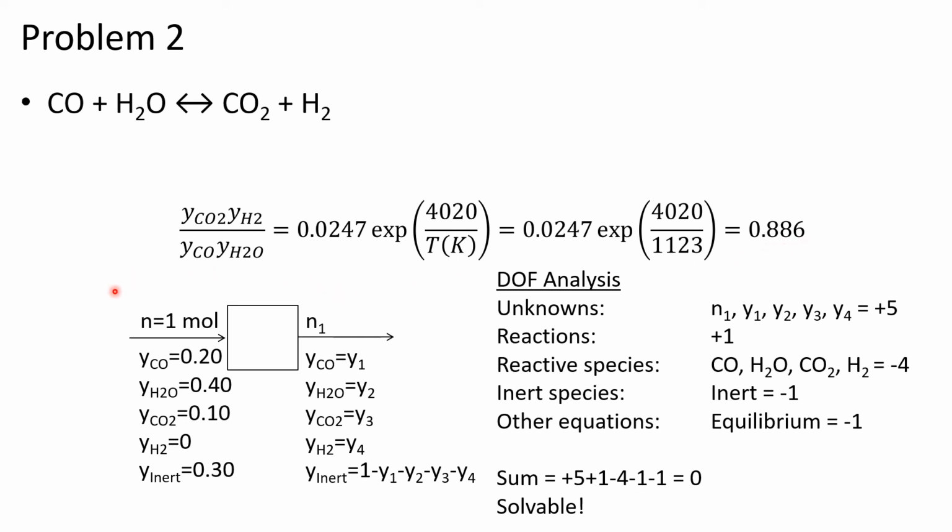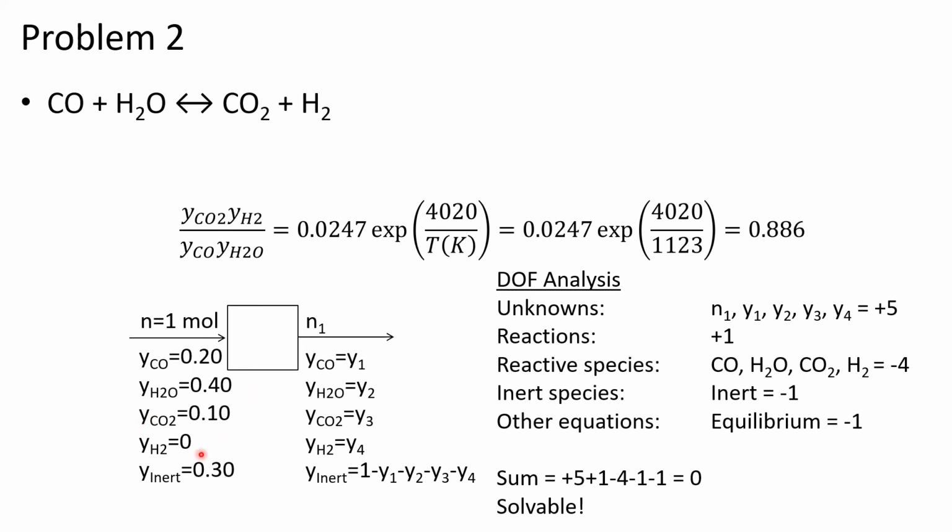The process flow diagram is drawn here in the lower left-hand corner. The reactor itself is simply the box. We have an input stream and an output stream. We took as a basis 1 mole total going into the reactor, and we're told the mole fractions of CO, water, and CO2 in the stream are 0.2, 0.4, and 0.1.